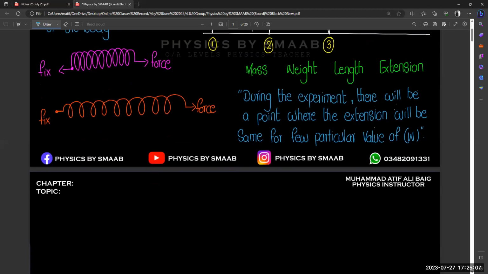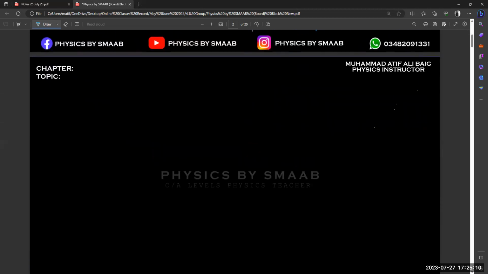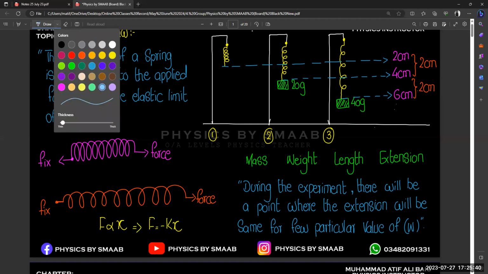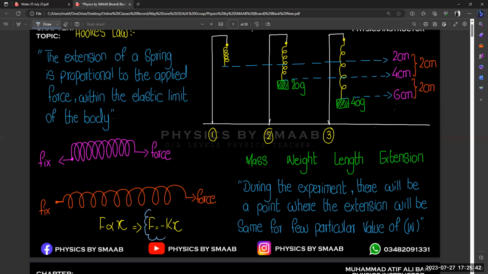Okay. Now let's try to figure out the graphical representation of Hooke's law, and what is the formula before the graphical representation. We need to write out the formula. So the formula for Hooke's law is very simple. F is directly proportional to X. And when we remove the directly proportional sign, your final formula will be F is equal to minus KX. So this is your actual formula for Hooke's law. F is equal to minus KX.